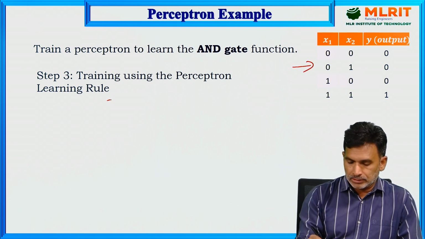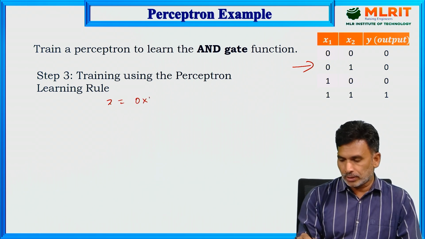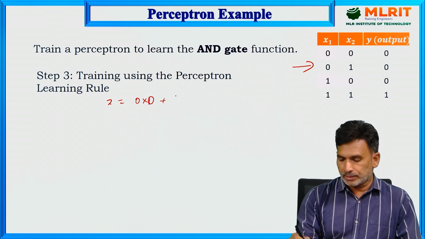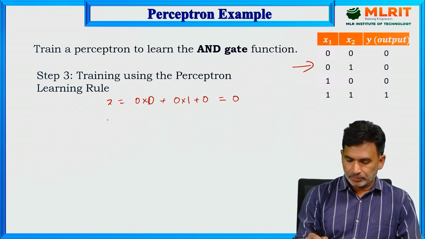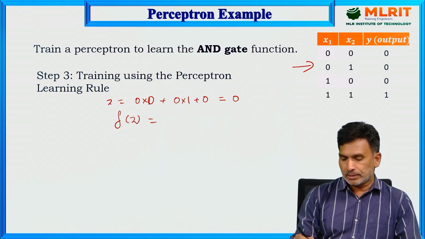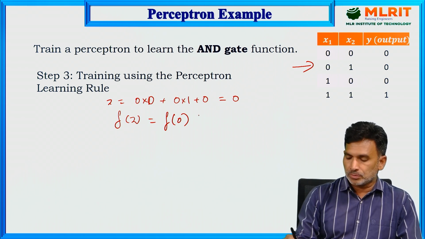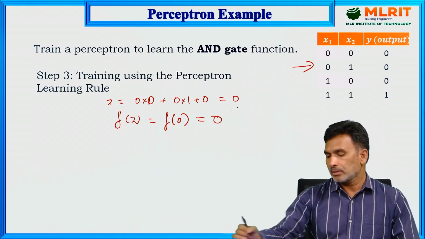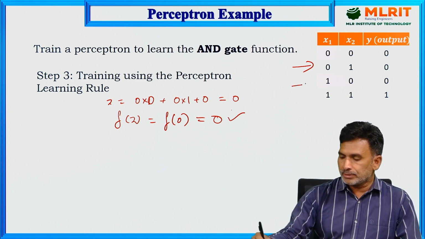Then g equal to 0 times 0 plus 0 times 1 plus 0, so that is equal to 0. Then f of g is f of 0. Since 0 is less than or equal to 0, it has to produce output 0, which is correct. So this is correctly predicted, and there is no update required. And let us take another sample.